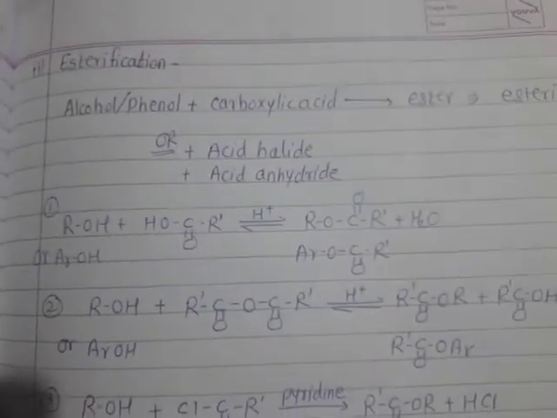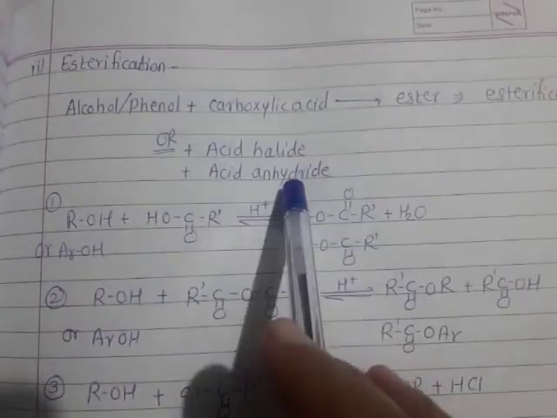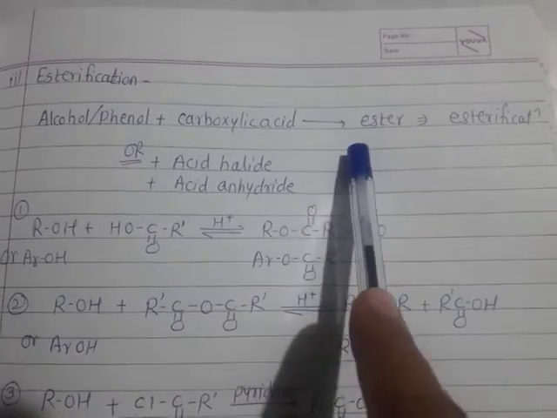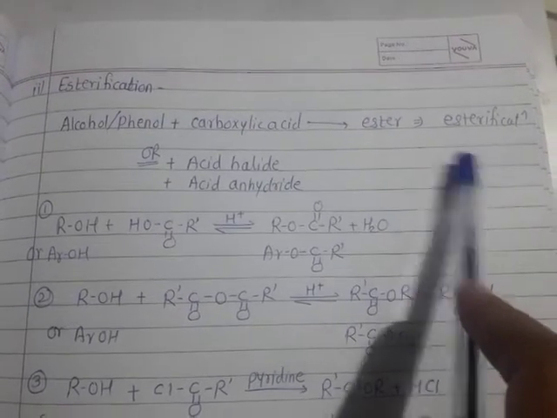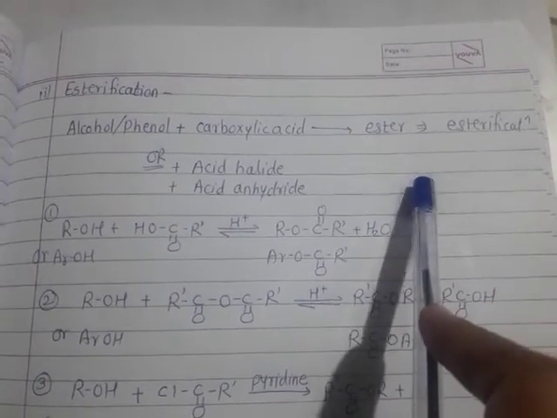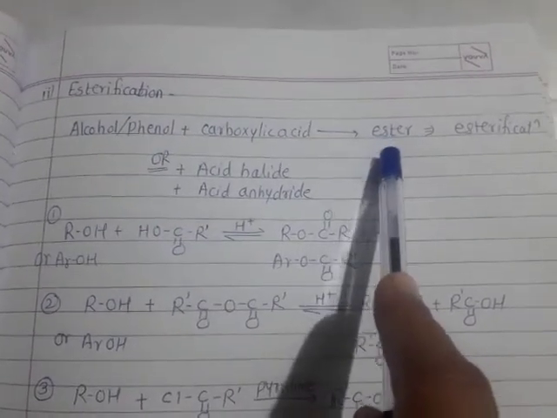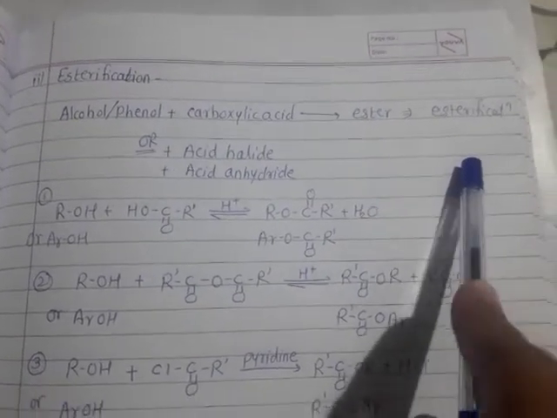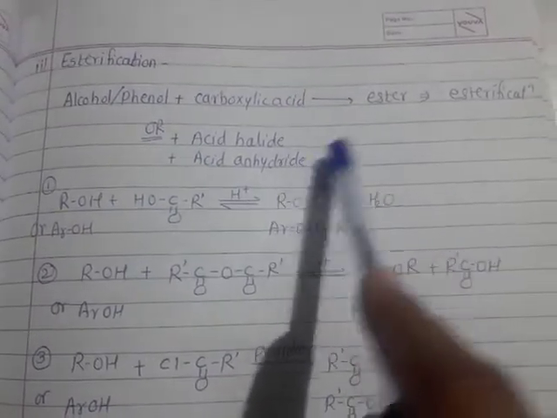The second reaction is esterification, where the OH bond breaks. So alcohol or phenol reacts with carboxylic acid and we get an ester. This reaction is called the esterification reaction. There are different methods to prepare esters, but when alcohol or phenol forms an ester with a carboxylic acid, that particular reaction is called esterification. The remaining reactions are not esterification reactions. Note this.